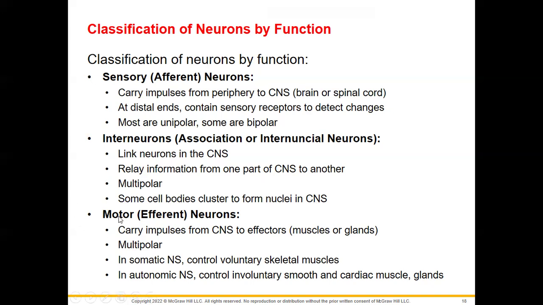And then the third classification is your motor neurons or your efferent neurons. These carry impulses from the central nervous system to your effectors. Remember, effectors are muscles or glands that carry out information, that get a signal from your motor neurons to be told to do some function. These motor neurons are also multipolar. In your somatic nervous system, the control of your motor neurons is voluntary. So that goes to your skeletal muscles. Basically, you're telling your body, I want to move, I want to speak, I want to pick this up, I want to go to this place. The ones that are part of your autonomic nervous system are involuntary. So these are the ones that are controlling your organs, your heart, your glands.